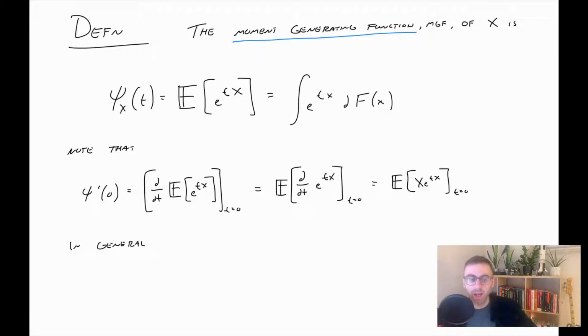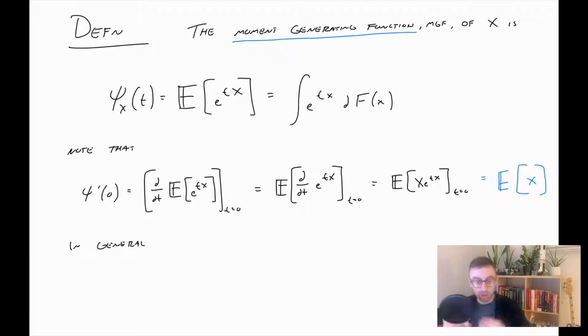Now, why does it have this name, moment generating function? Well, because it generates moments. For example, if we take the first derivative and plug in 0, what we end up with is the expected value of x. That is, by starting with the moment generating function, taking a derivative, and plugging in 0, we generated the first moment.